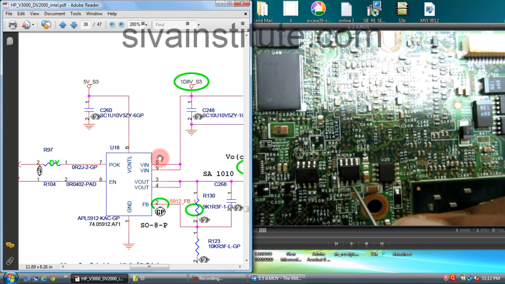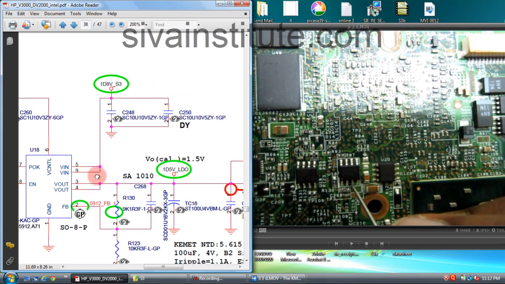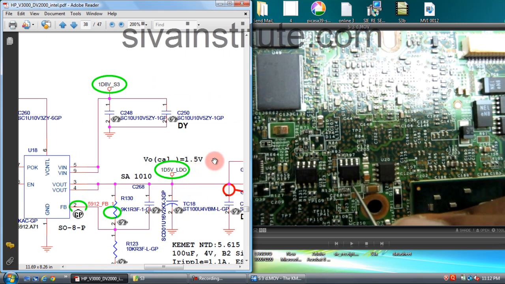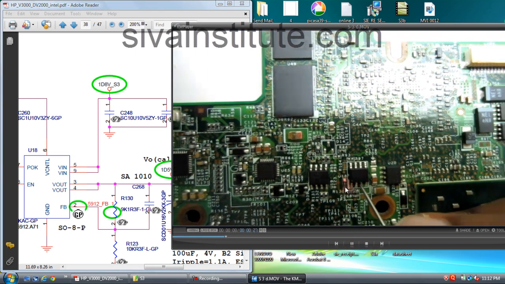We will see at U18. This is U18 1.5 volt supply. See here, this is 1.5 volt supply. So this is U18. This is 1.8 volt supply. We will check output voltage at 3 and 4. These pins 3 and 4, pin number 1, 2, 3, 4. We will check 1.5 volts is there or not. This is U18.